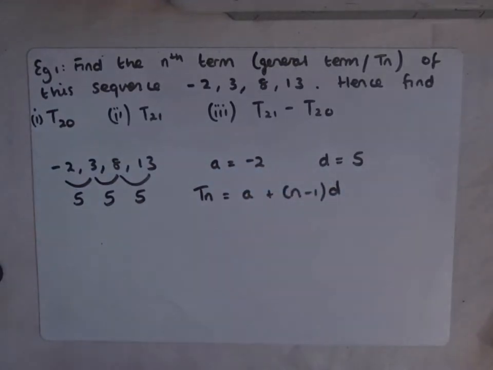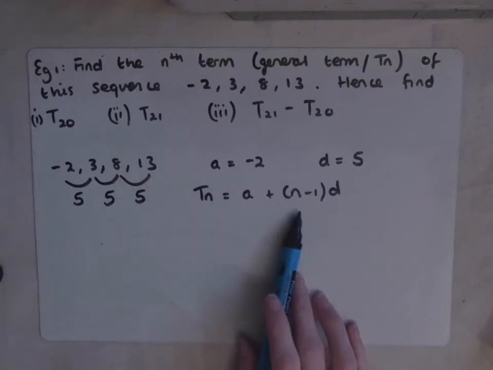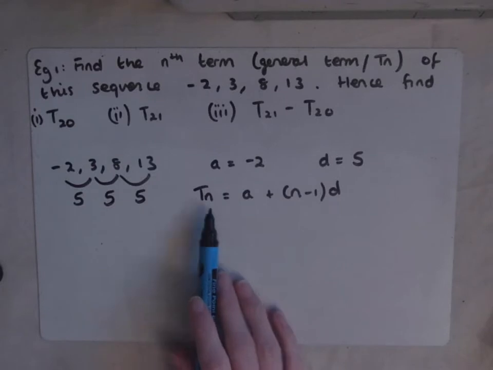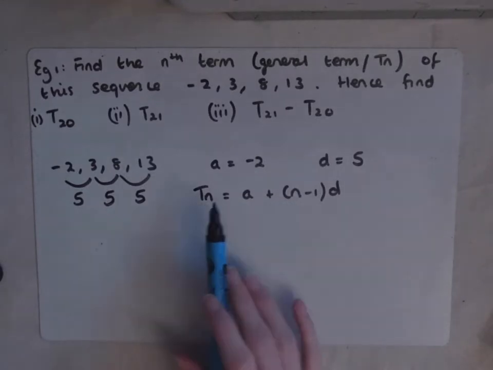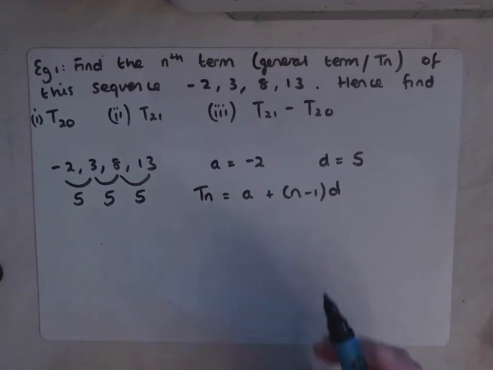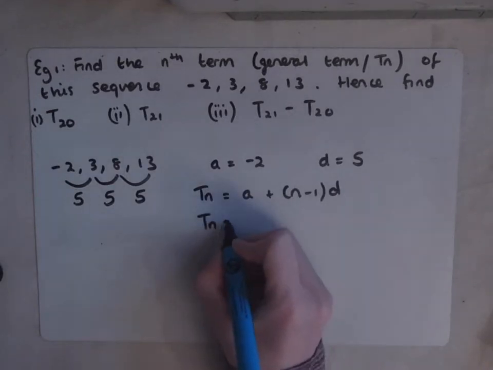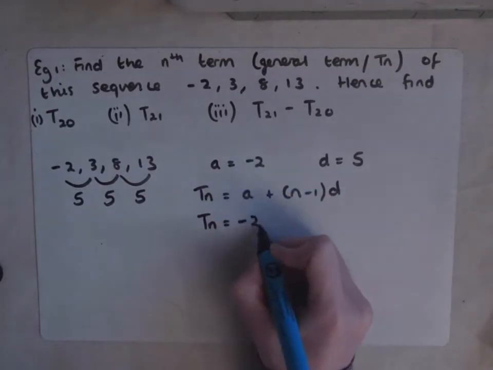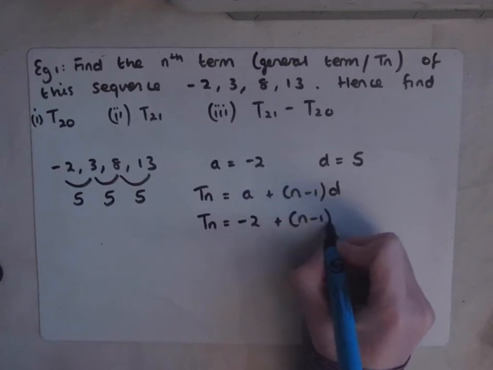So to get my general term, I just do a plus n minus 1 times d. Now for Tn, I leave n as n. If I wanted T1, I fill in 1 instead of n. T2, I fill in 2 instead of n. But I'm only interested in the general term, so you need to leave that n. So Tn is a, which is minus 2, plus n minus 1 times 5.